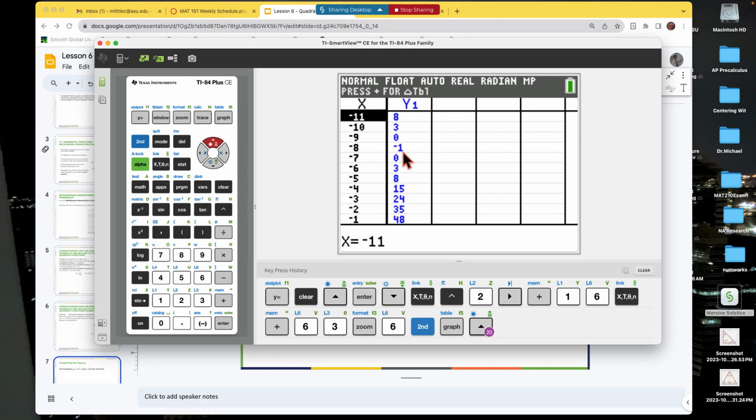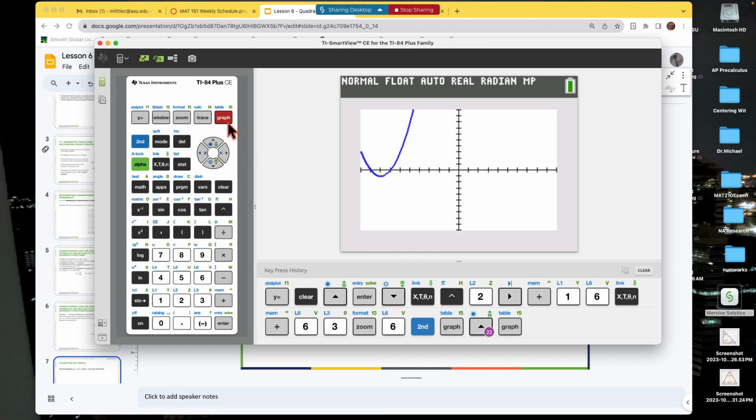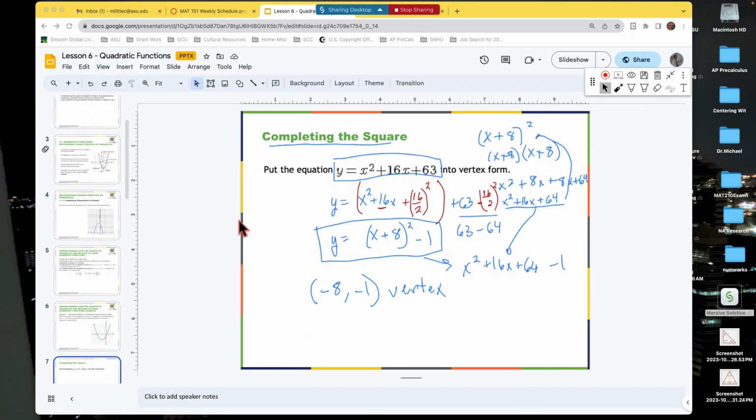Here at negative 8, it's negative 1. And then you see on both sides of negative 8, the y values are both 0. So you see the symmetry going up from that negative 1, that vertex, that lowest point. You see that on the table here, and you see this symmetry. If I go 3 this way, I got 8. If I go 3 this way, I got 8.